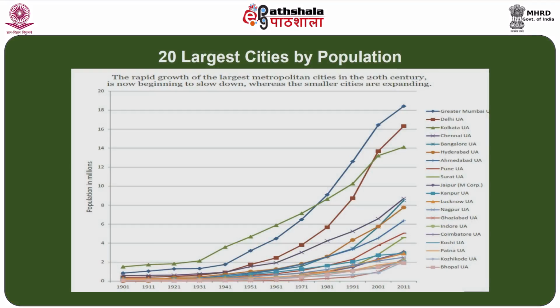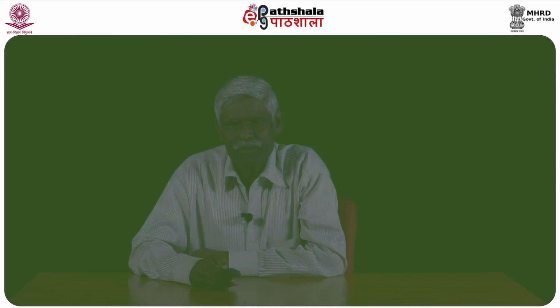The major concentration of population, especially when we talk about the urbanization context, the major cities like Greater Mumbai, Delhi, Kolkata, Chennai, which are major metropolitan cities of India, have a larger share of the growth rate of urban population, which clearly depicts the skewness that exists in the urbanization in the country.